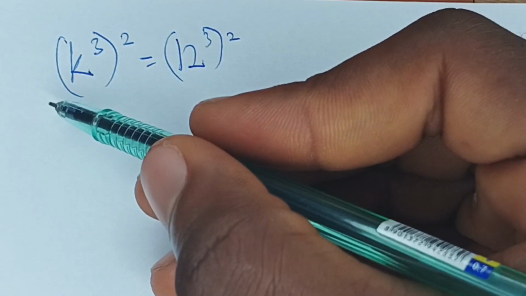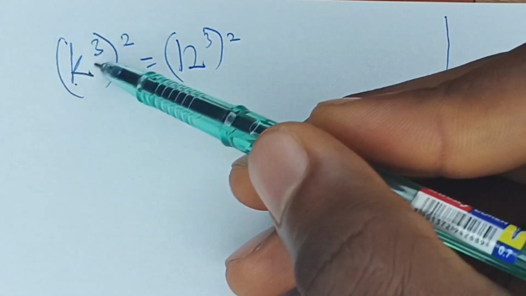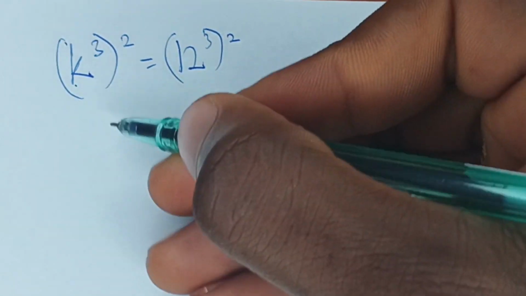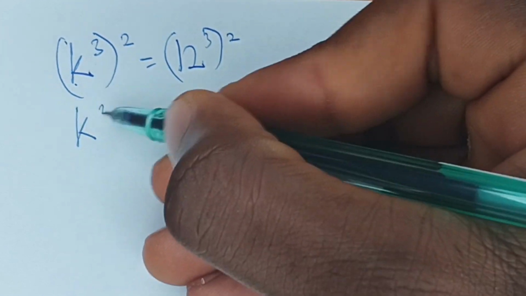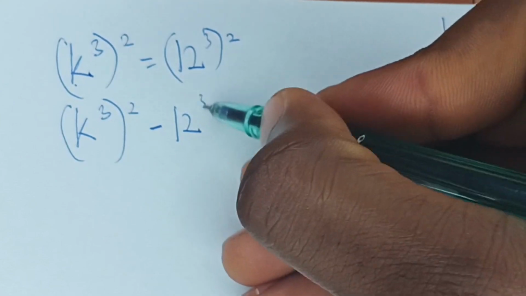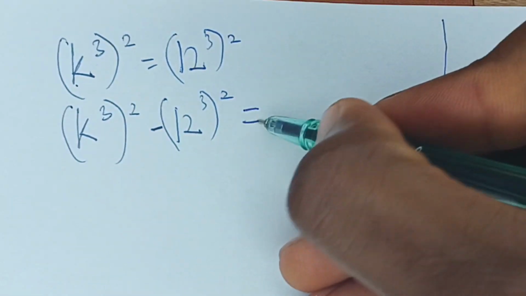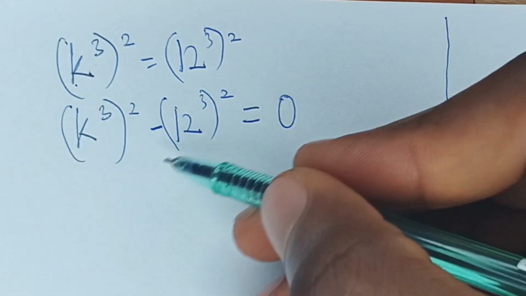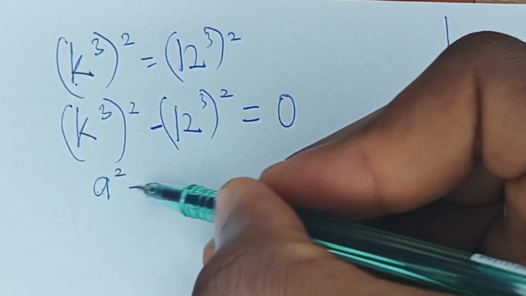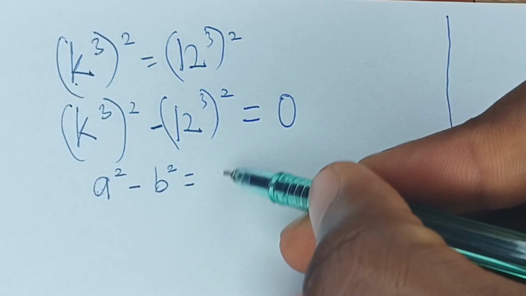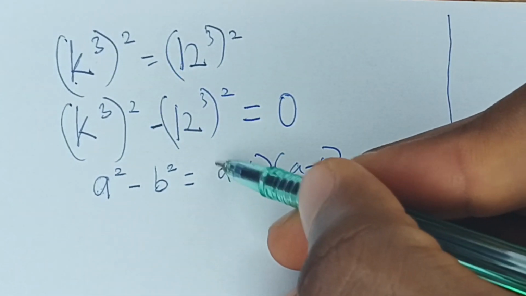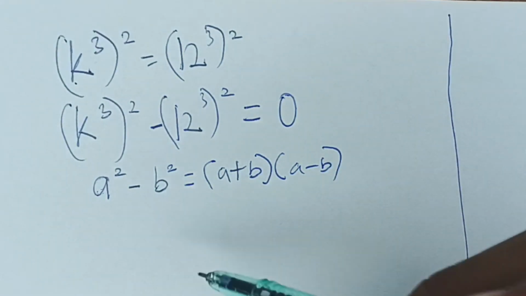Okay? From here you can see that we have k raised to the power 3 raised to the power 2 to be equal to 12 raised to the power 3 raised to the power 2. We can write this as k raised to the power 3 all raised to the power 2 minus 12 raised to the power 3 all raised to the power 2 to be equal to 0. Now this is difference of two squares. And difference of two squares states that if you have something like a raised to the power 2 minus b raised to the power 2, it becomes equal to a plus b multiplied by a minus b. Okay? So this is what difference of two squares states.